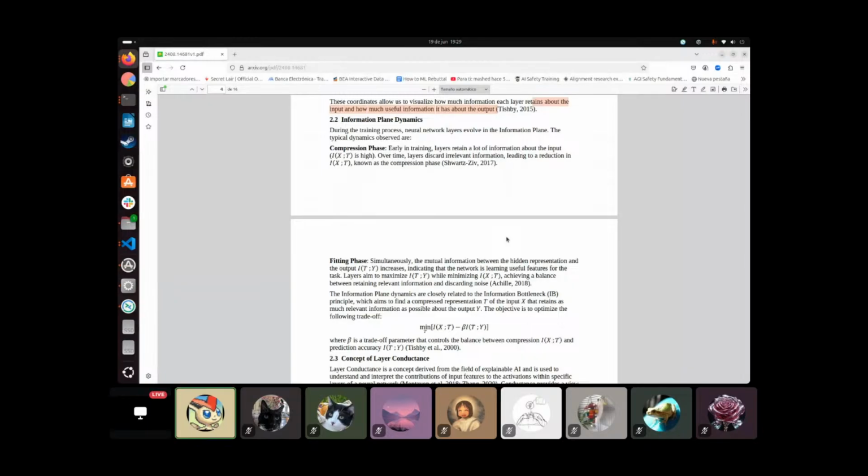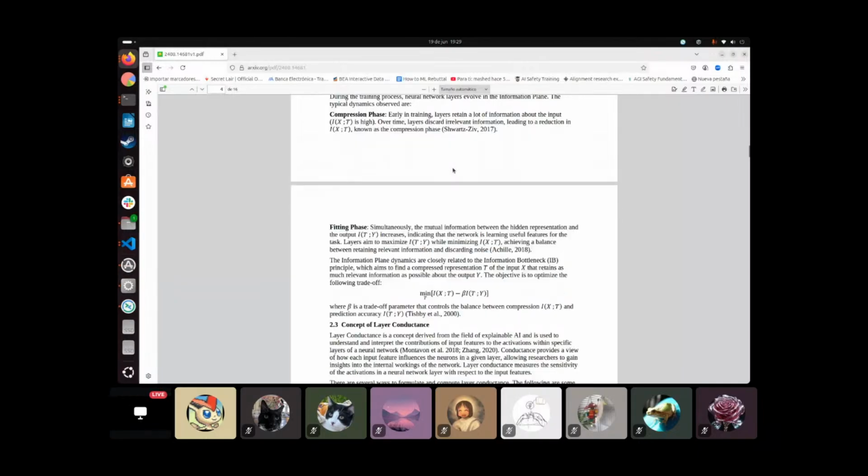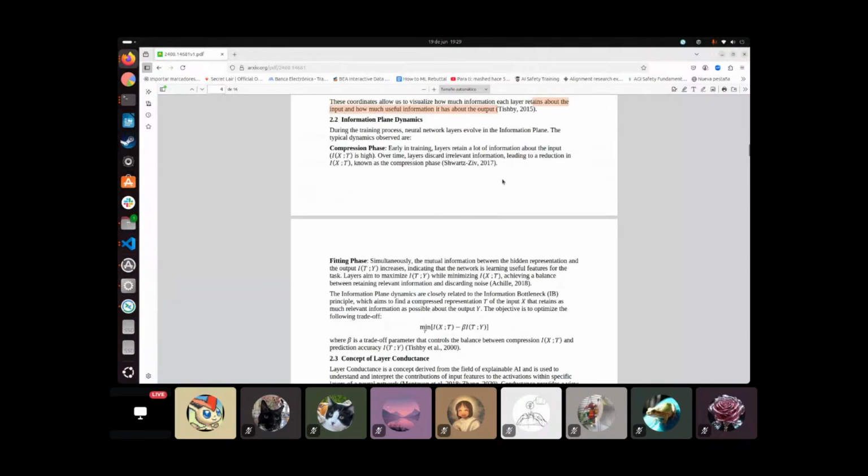Then, information plane dynamics. Neural network trajectories in the information plane: the fitting phase and the compression phase. Early in training, layers retain a lot of information about the input. Over time, layers develop information about the output, and lose information about the input. That is the compression phase.